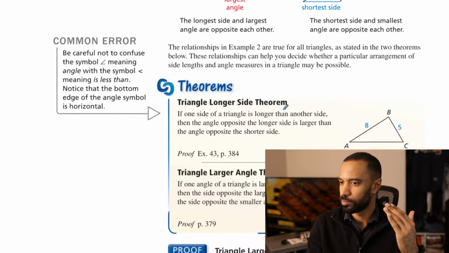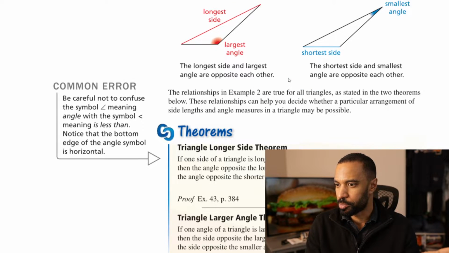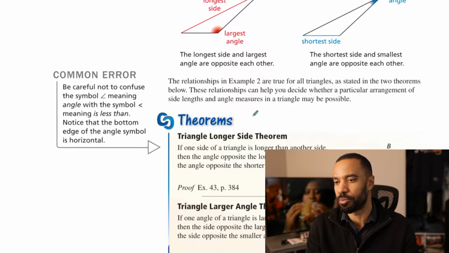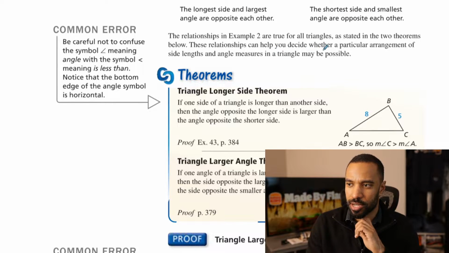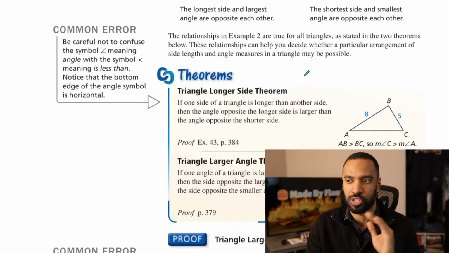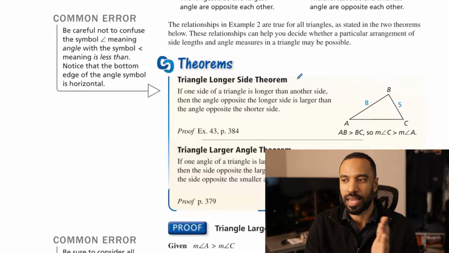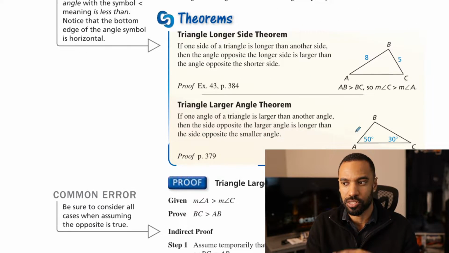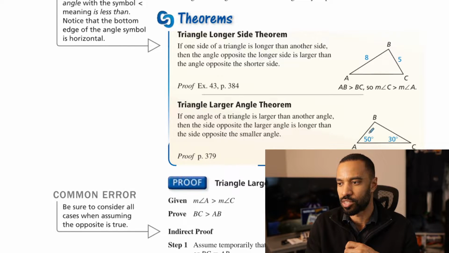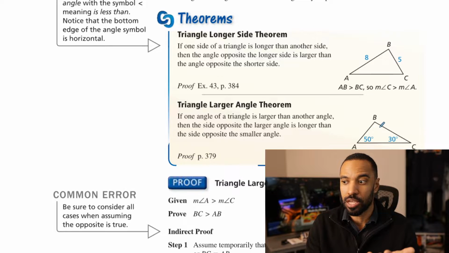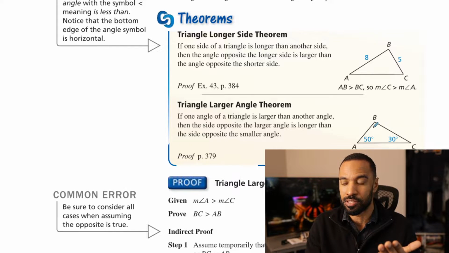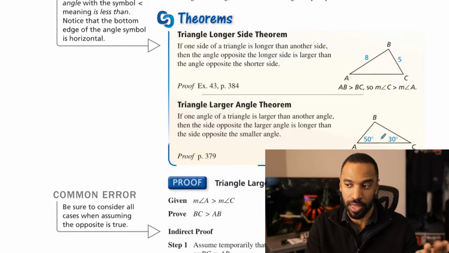The relationships in example 2 are true for all triangles, as stated in the two theorems below. These relationships can help you decide whether a particular arrangement of side lengths and angle measures in a triangle may be possible. So keep in mind that opposite the largest side must be the largest angle. That's the larger angle theorem. Let's go with that one first. If one angle of a triangle is larger than another angle, then the side opposite the larger angle is longer than the side opposite the smaller angle. So opposite the 50-degree angle must be a longer side than the side opposite the 30-degree angle. And B, we could also figure out, is going to be 100 degrees, so opposite that would be the longest side too.